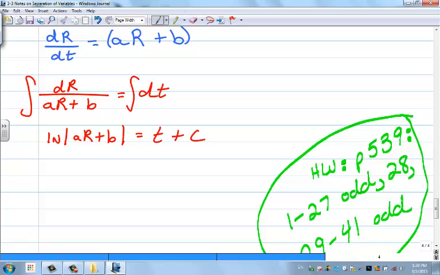Whoops, what did I forget? Well, I have a constant in front of my r. Whenever I have a constant in front of my variable and I integrate, I have to flip that constant and put it out front. So I have 1 over a natural log ar plus b equals t plus c.